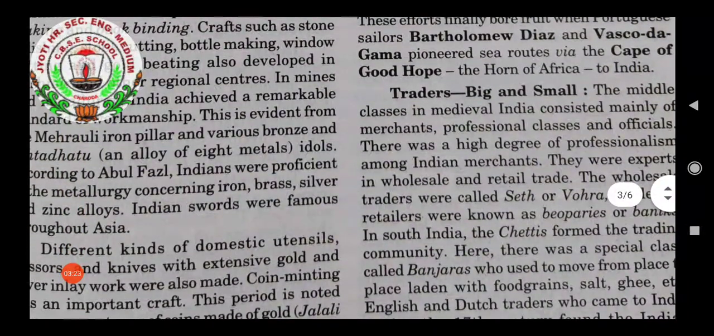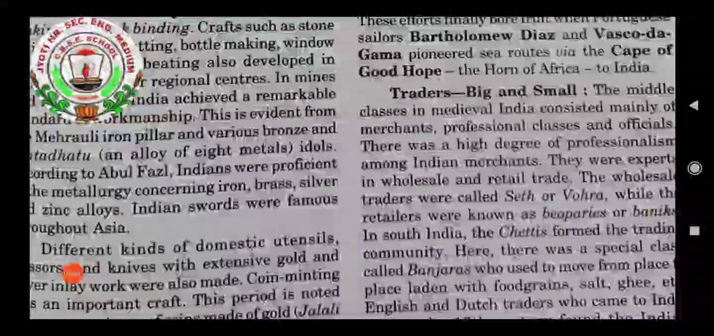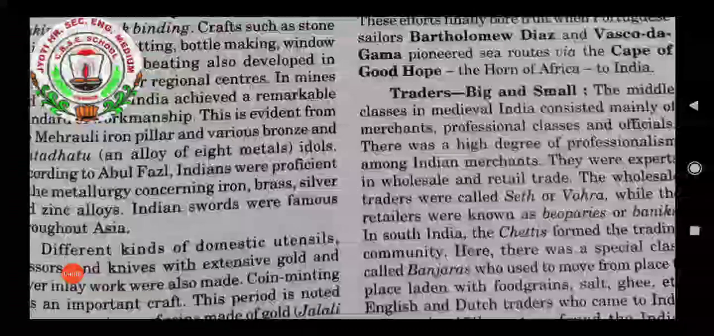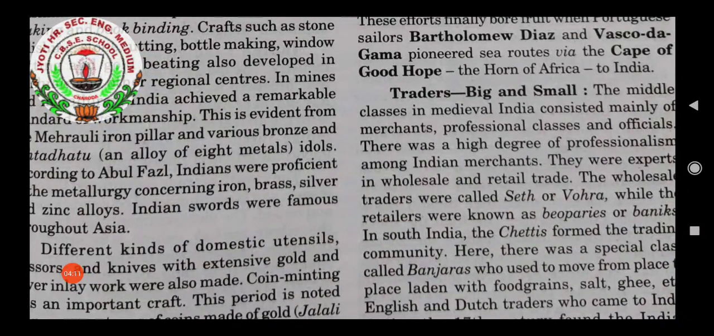Next, we have the traders. During this period, the traders were of both kinds, big and small. As you all know, Indian society was divided into three classes: upper class, middle class and lower class. So this middle class contained three types of groups: merchants, professional classes and officials. Merchants means those who were doing trade and commerce. Professional classes are the persons who were doing professions like doctor, lawyer, teacher. Officials means those who are doing the office work.